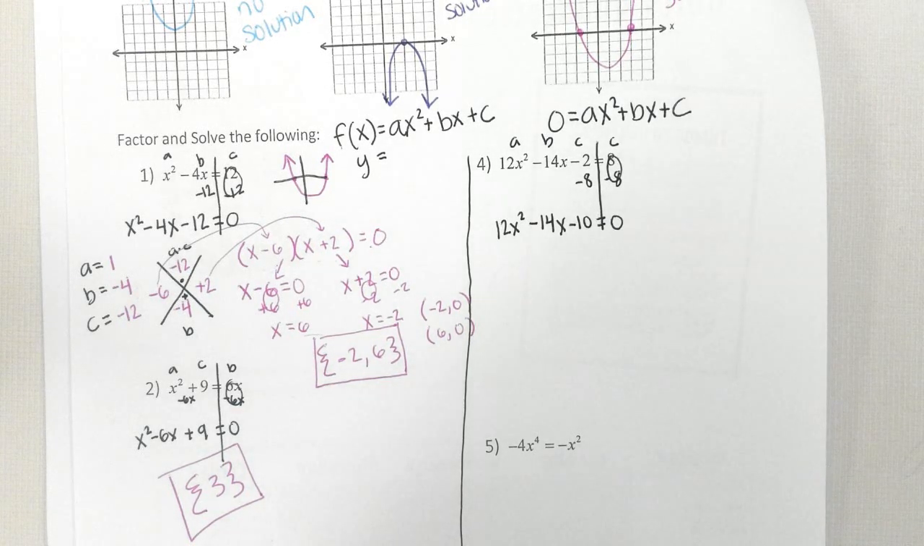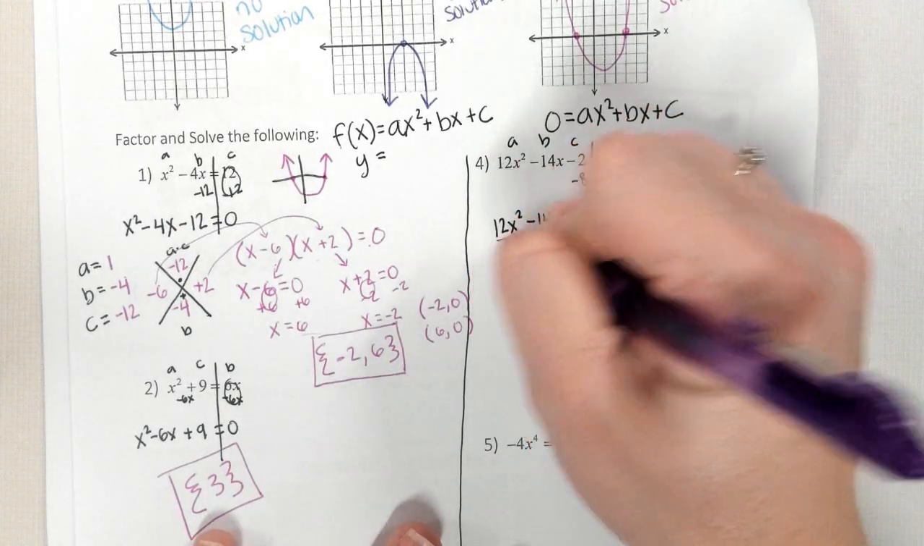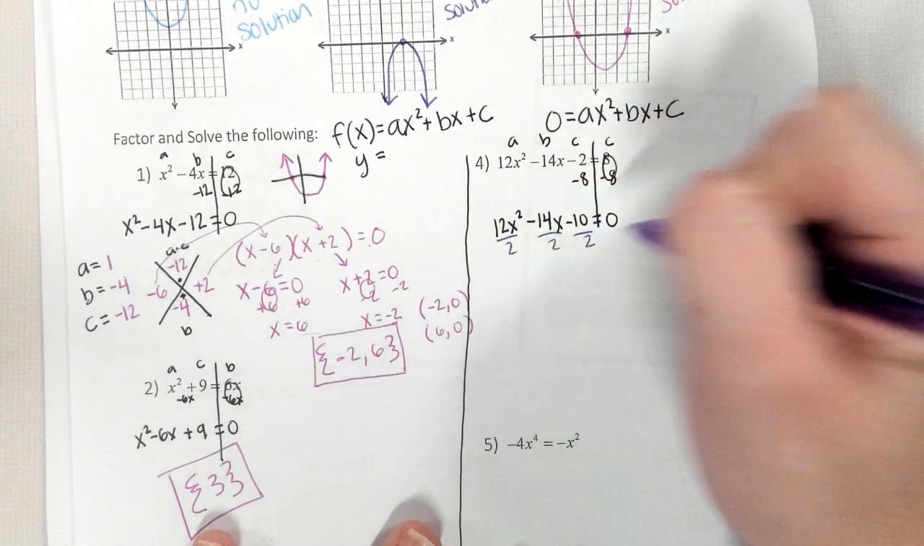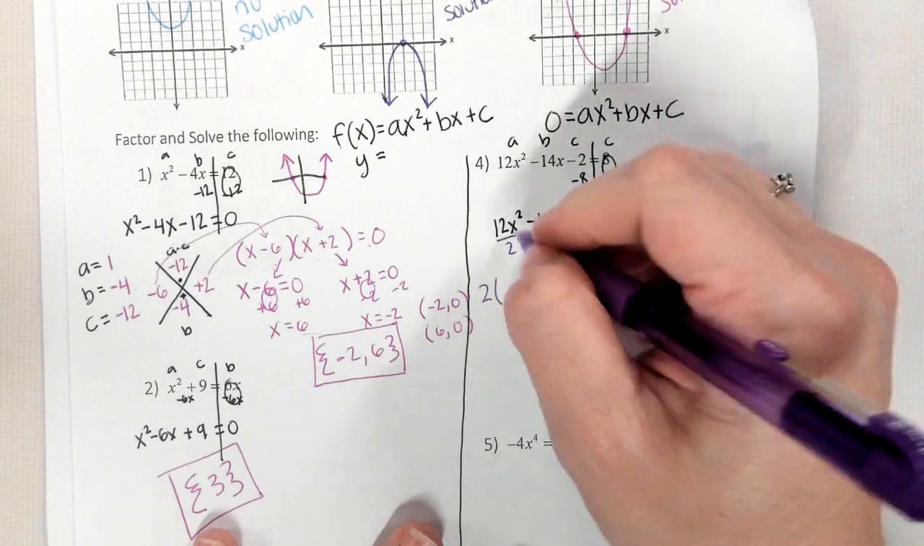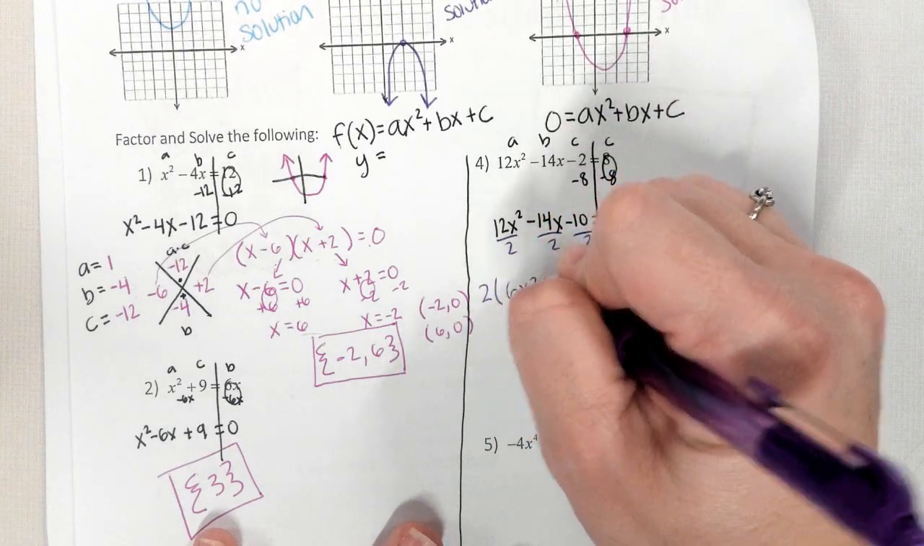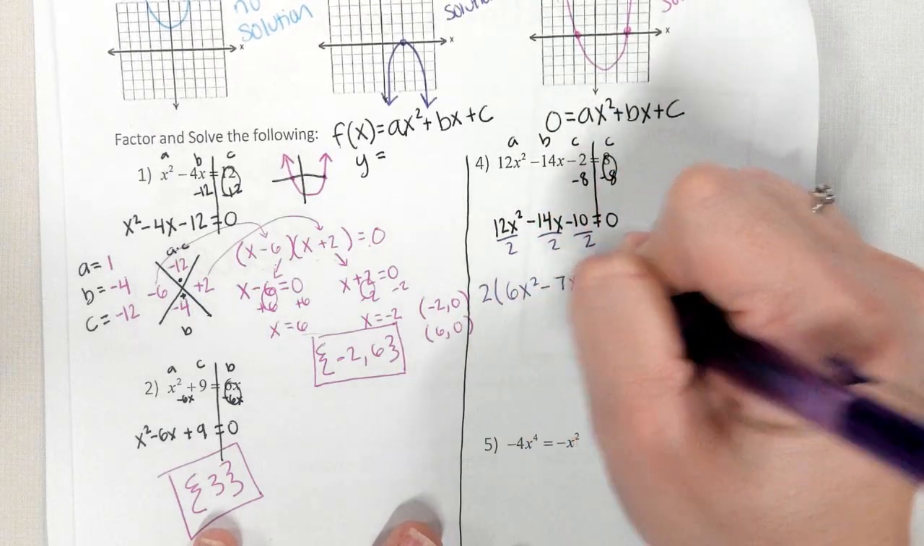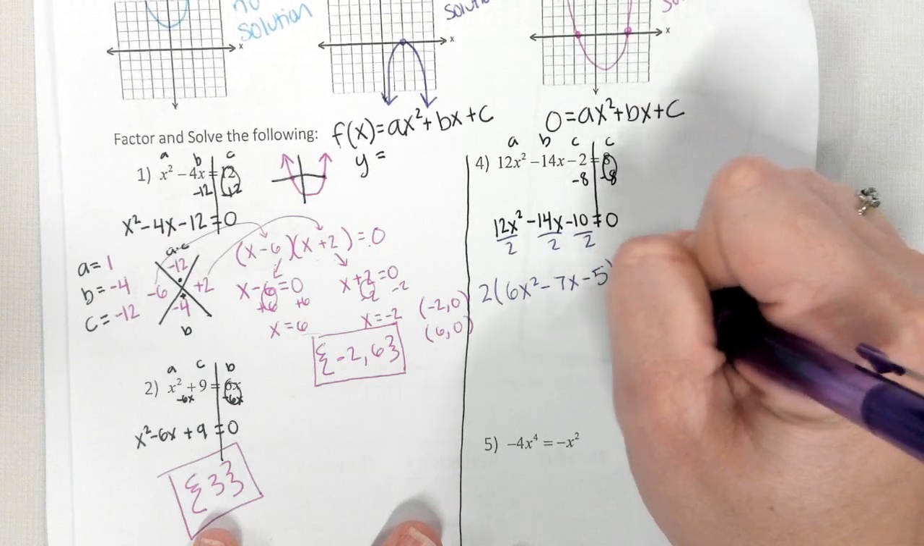Okay, so now, does it have a GCF? Yes, what's my GCF? 2. So I'm going to take that 2 out. So I'm going to divide by 2. And I'm left with 6x squared minus 7x minus 5 equals 0.